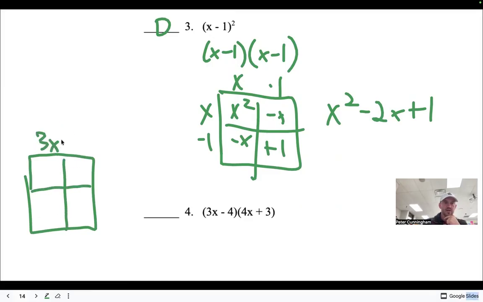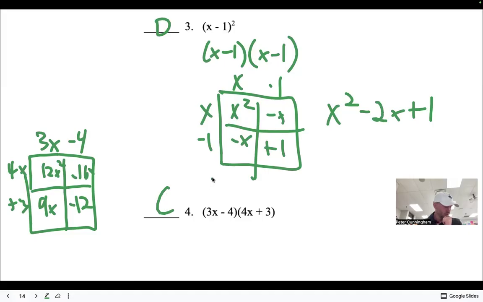So 3x minus 4, 4x plus 3, we got 12x squared minus 16x plus 9x, negative 12 there. So this ends up matching D, which was 12x squared minus 7x minus 12.